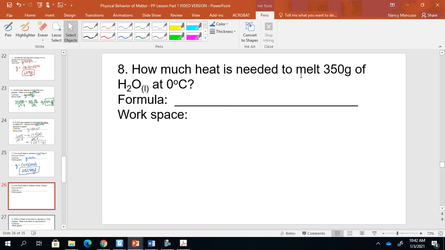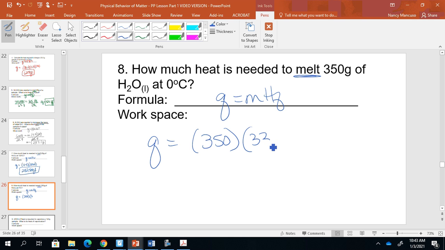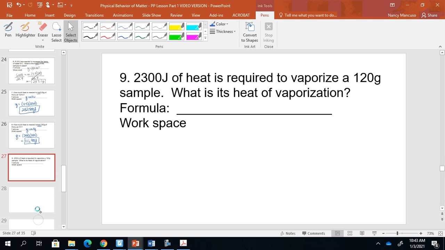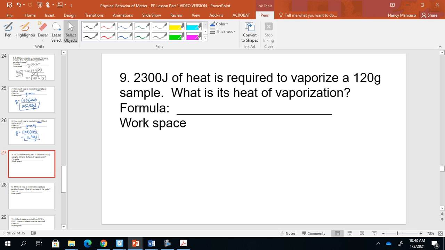How much heat is needed to melt? Whoops. Melt. If I'm melting, I want Q equals MHF because heat of fusion is my melting. Q equals, my mass is 350. HF is 334. I do my math, 350 times 334. I get... all right, again, keep pausing me. Do this on your own. Make sure you can do it without help.